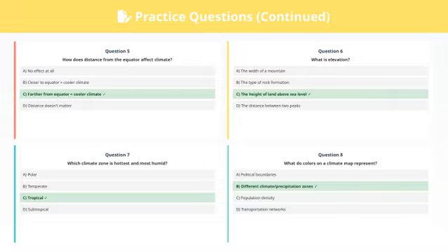Moving on to question 6, what is elevation? The choices involve the width of a mountain, the type of rock formation, the height of land above sea level, or the distance between two peaks. The correct answer is the height of land above sea level. Elevation is crucial because it influences climate. Higher elevations are generally cooler, affecting local weather conditions.